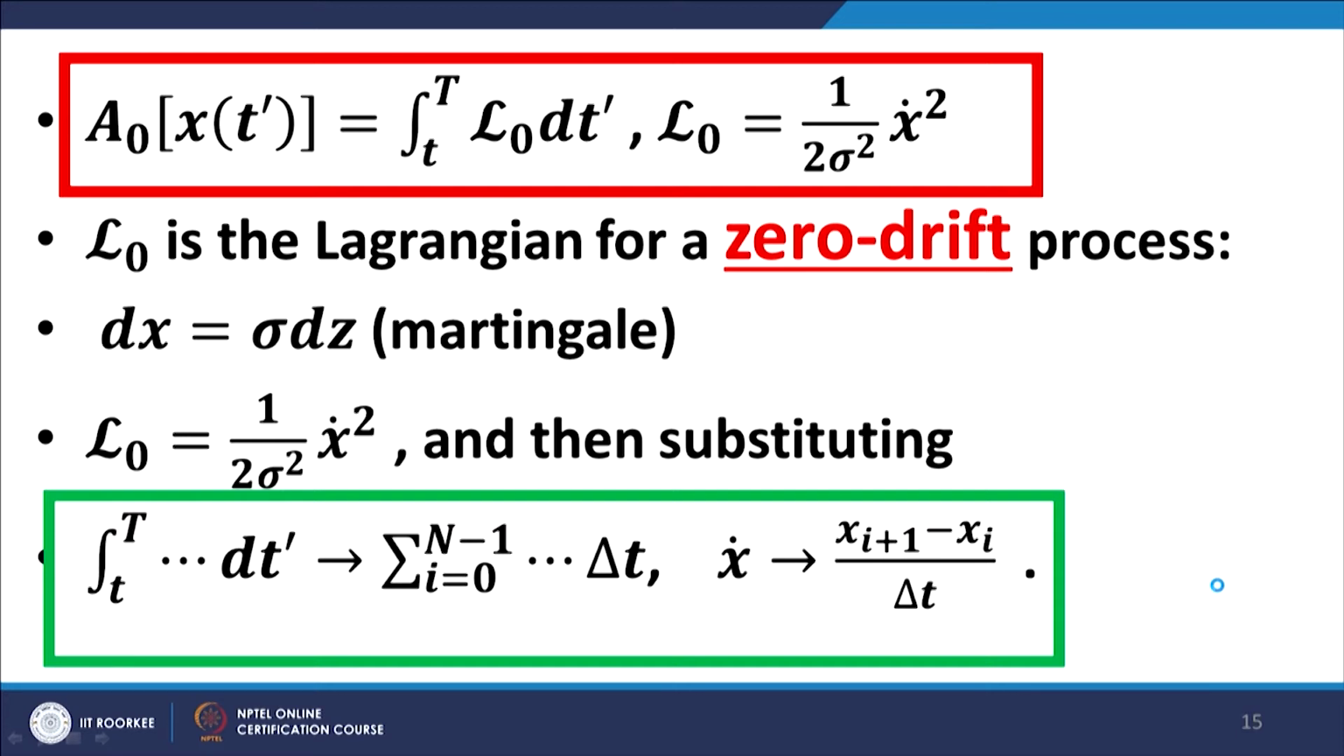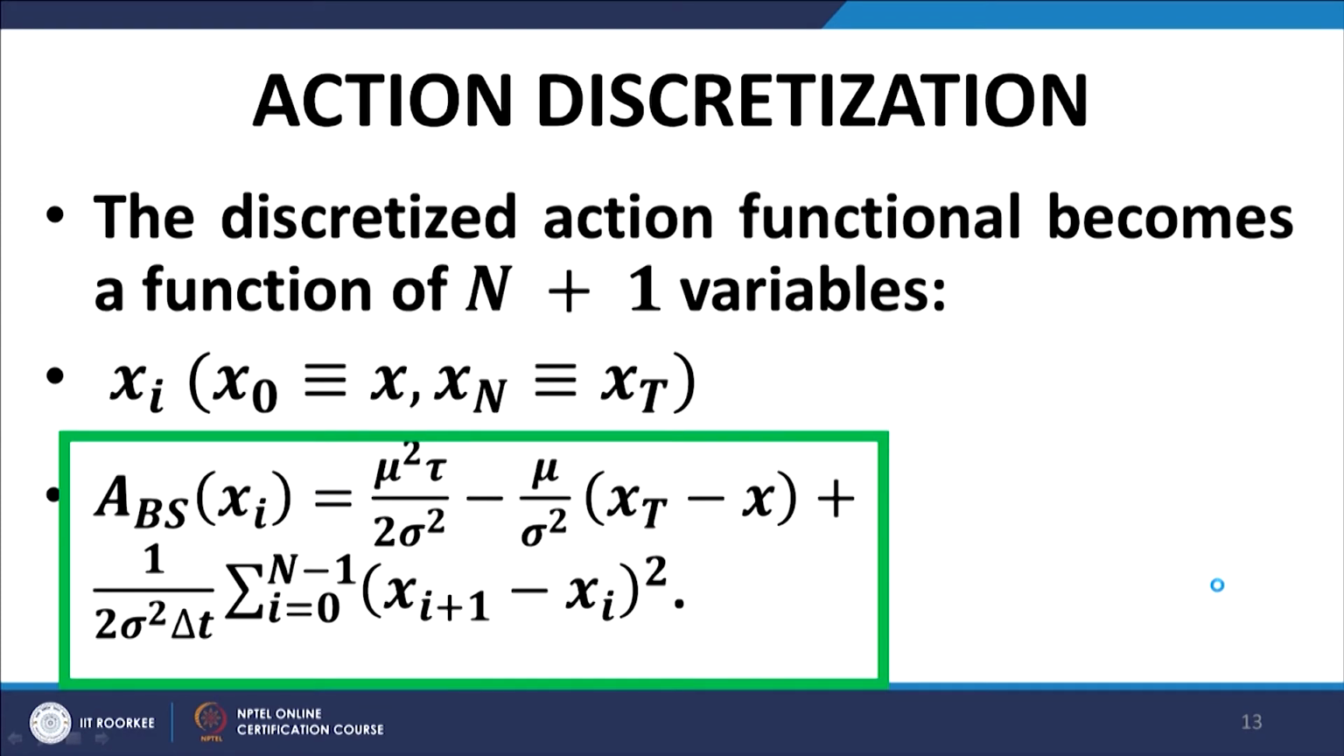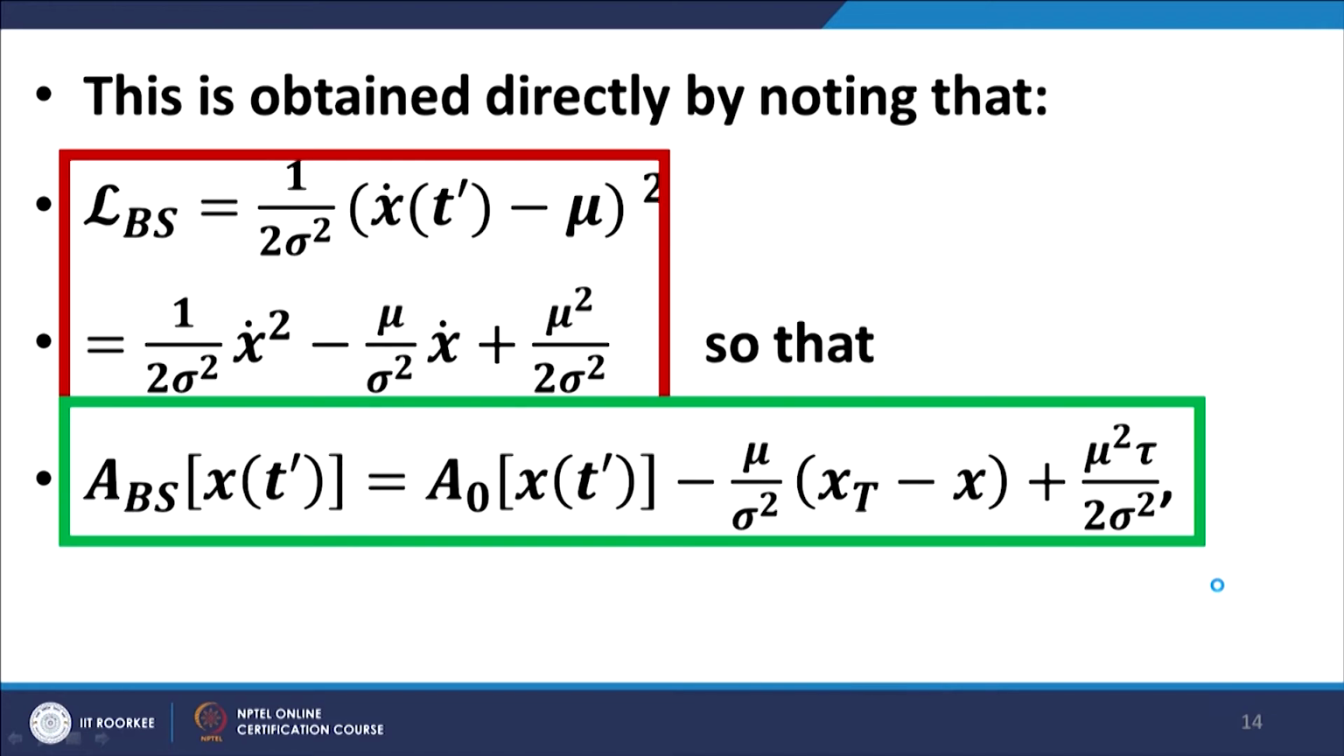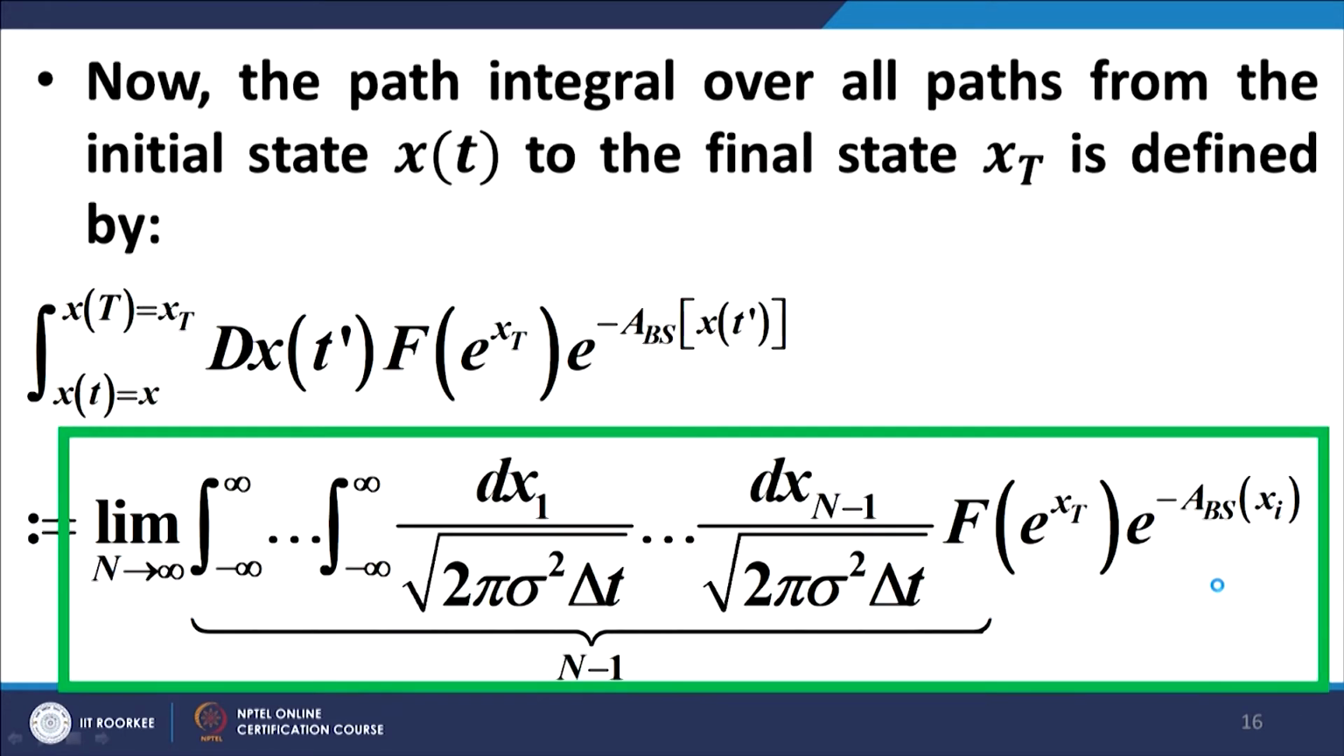So, let me repeat, using the Lagrangian that is here in the red box and making the substitutions that are given in the green box, we arrive at the expression, the last term in the green box here, and we call this A0, which is the action corresponding to the driftless Lagrangian and the driftless Brownian motion, right.